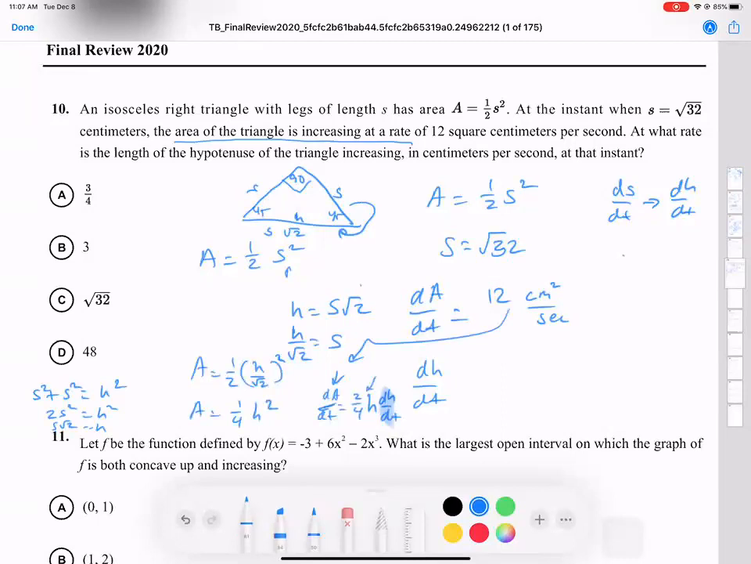Well, they gave us one extra special value. Didn't they give us s is square root of 32? If s is square root of 32, h is equal to square root of 32 times square root of 2, which is square root of 64, which is 8. H is 8. So 12 is equal to 2 over 4 times 8 dH over dt, and then we can solve the rest. 8 times 2 is 16, 16 divided by 2 is 4, 12 divided by 4 is 3, equals dH over dt.